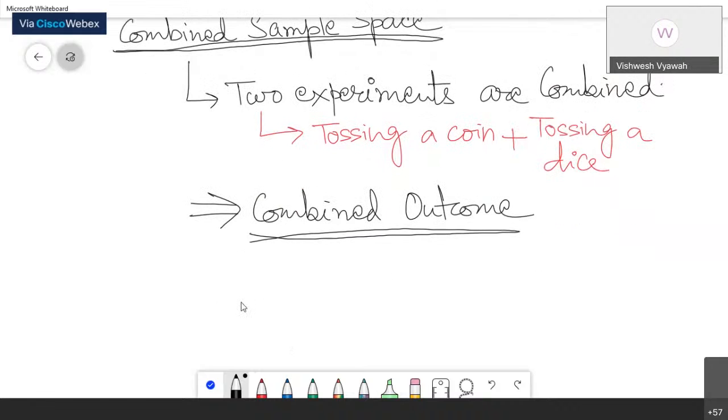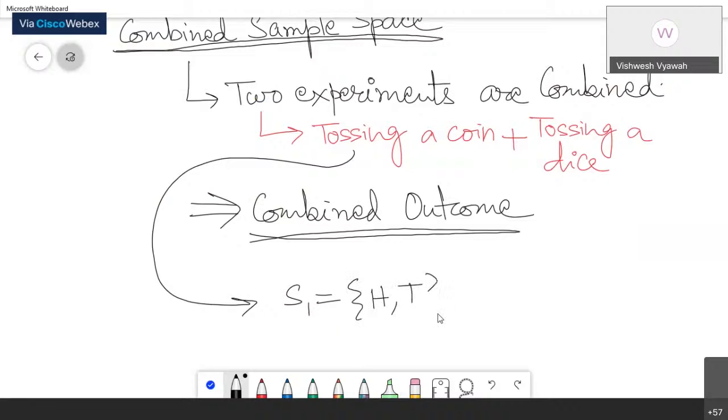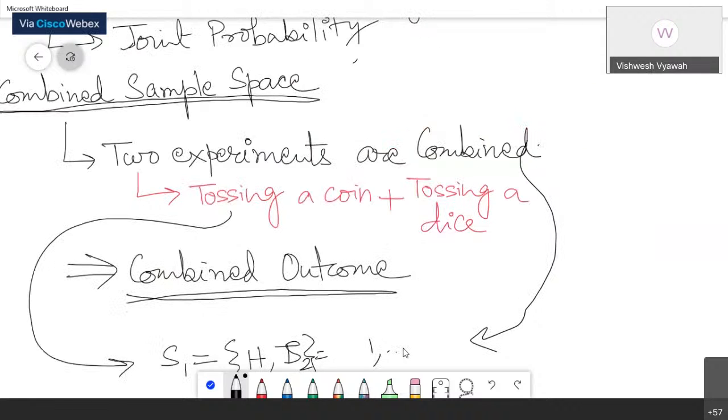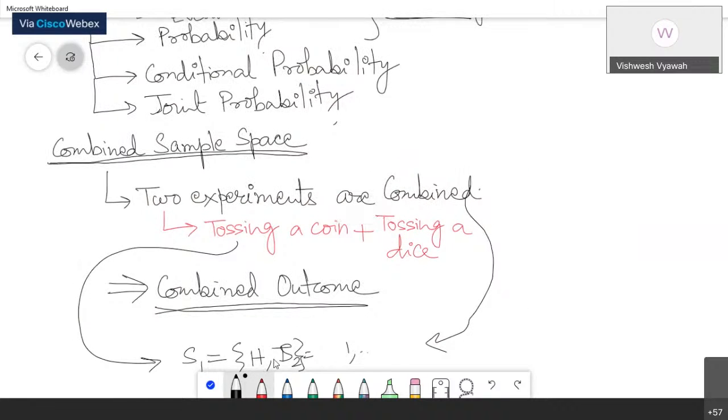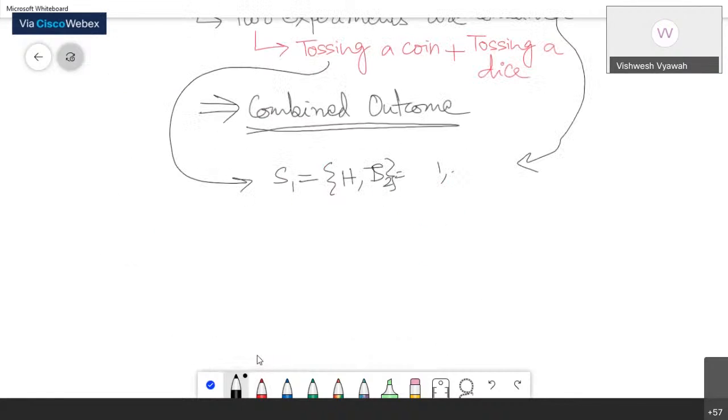So in the first case, what is your sample space? I will denote it by S1 now. H comma T. In this case, what is your sample space? 1, 2, sorry, just a moment. There is a slight delay in my pad. Okay. Fine.